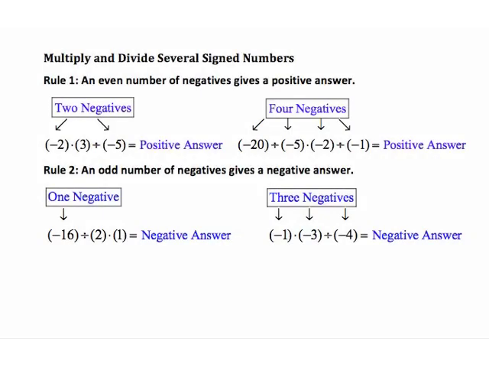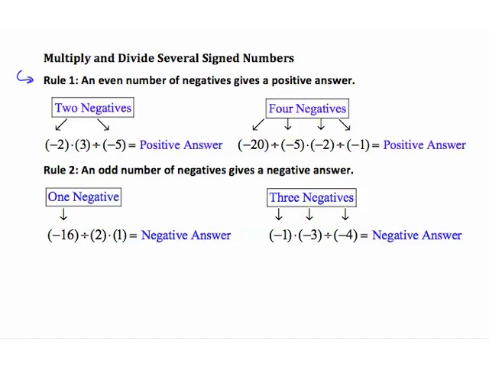Multiply and divide several signed numbers. When we multiply and divide several signed numbers, a lot of times it's going to be hard to keep track of the sign, or it's easy to make a mistake with the signs. So we can use two simple rules that will help us get the sign of our answer correct. The first rule is this: if we have an even number of negatives in the problem, it's going to give us a positive answer.